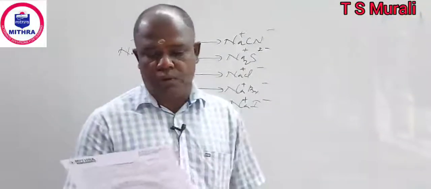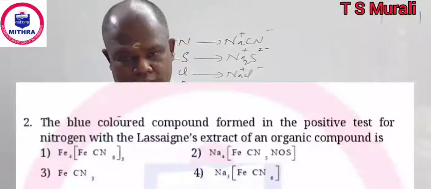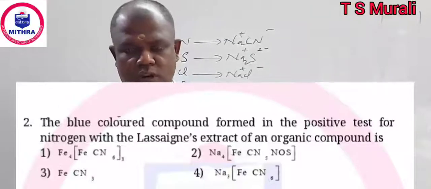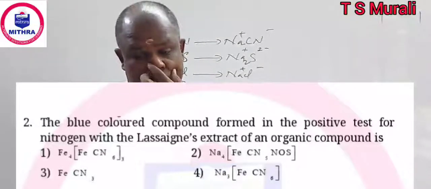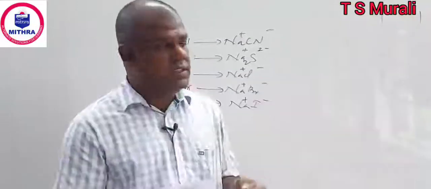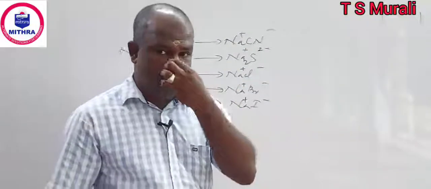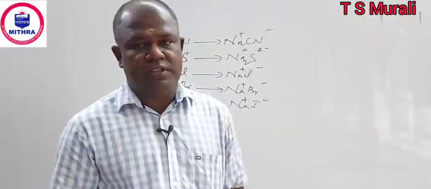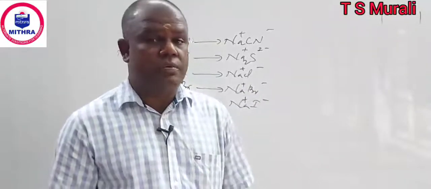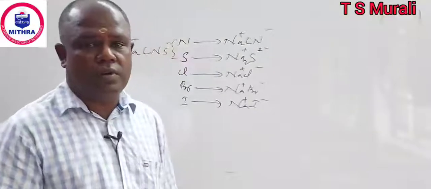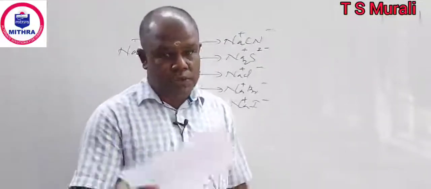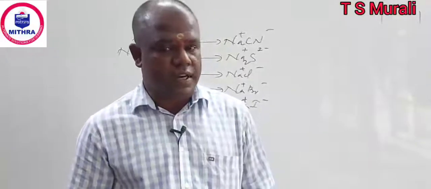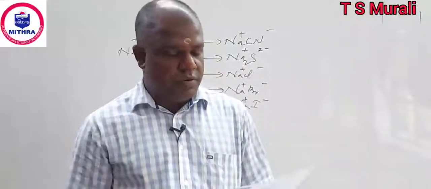Question number 2: the blue color, actually it is not blue color, the Prussian blue color formed in the positive test for nitrogen. This CN minus can be tested by adding some freshly prepared ferrous sulfate and then acidifying with sulfuric acid. You get a Prussian blue color. What is the formula of that compound? It is directly given with the equation. You have to study that equation also. Fe4[Fe(CN)6]3, ferric ferrocyanide. That is option number 1.